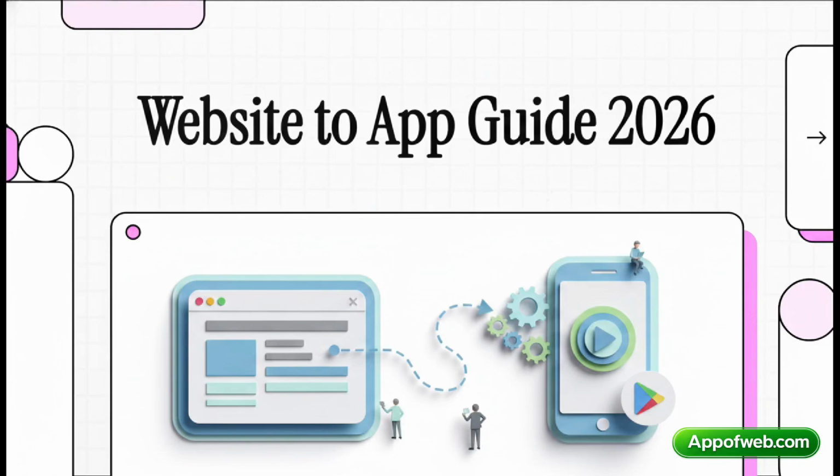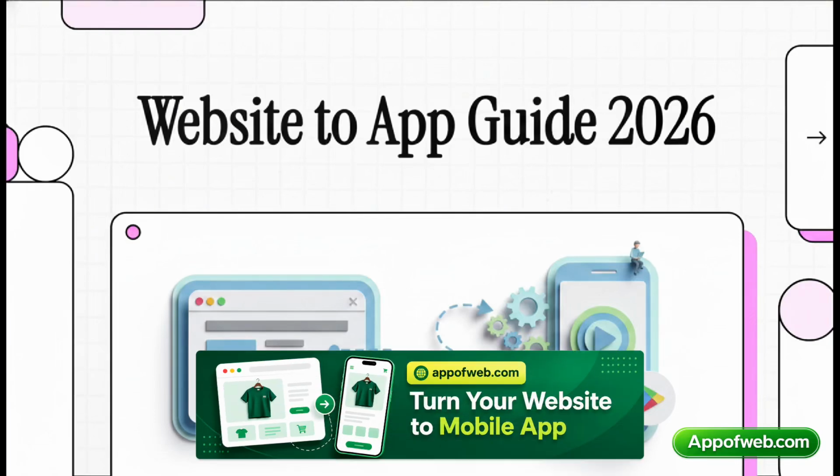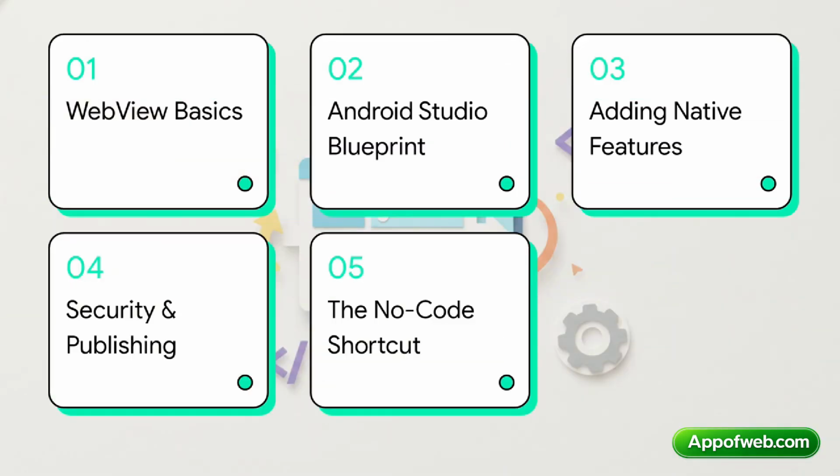Here's the ultimate promise for you developers and founders today. We're getting your existing website natively onto the Google Play Store, and we're going to do it without rewriting a single line of code. Here's our rapid roadmap: WebView basics, the Android Studio blueprint, adding native features, security and publishing, and finally, the no-code shortcut. Let's just dive right in.